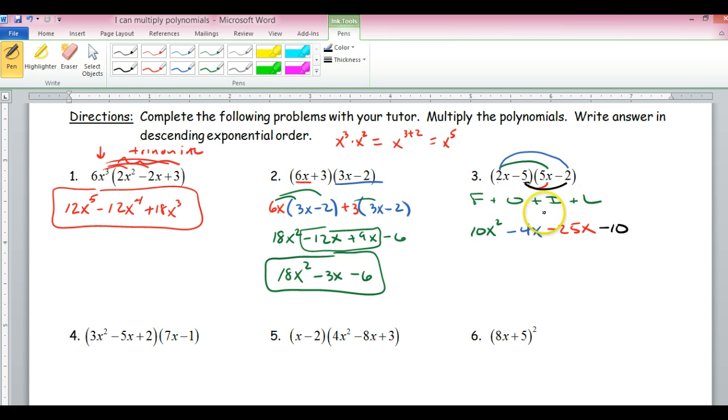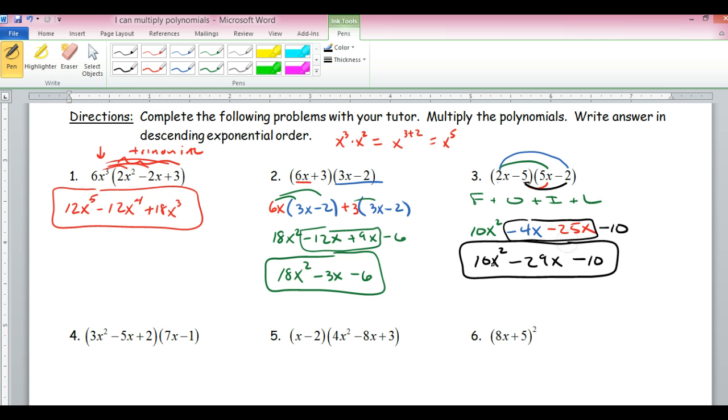Once you show all your distributions, you combine like terms. You only have one x squared term, then negative 4x minus 25x is negative 29x, and then bring down the minus 10. So these are two different methods you can use to multiply a binomial times a binomial.